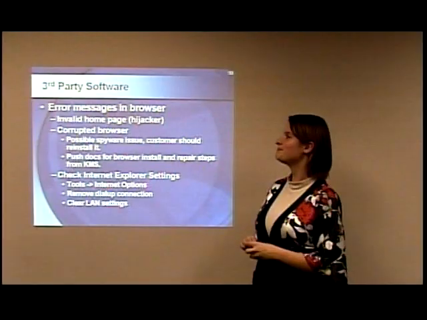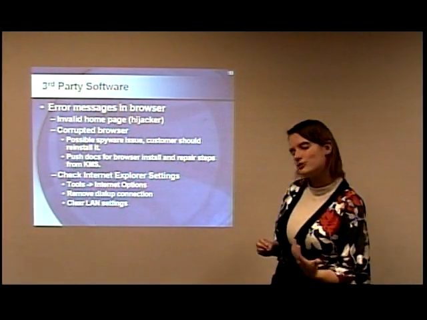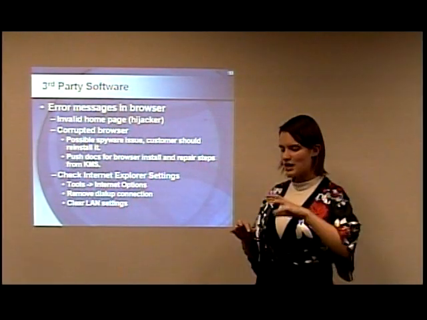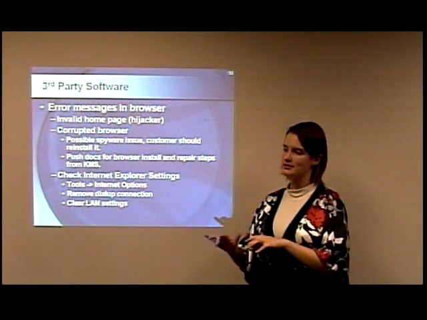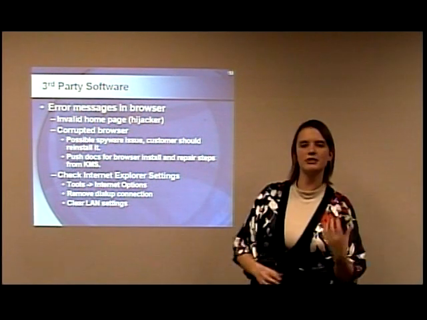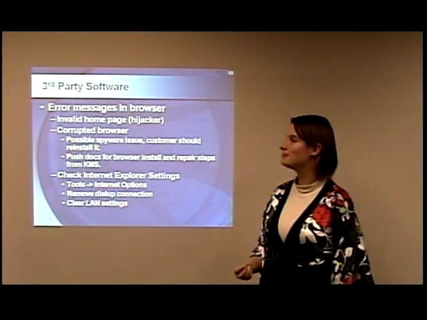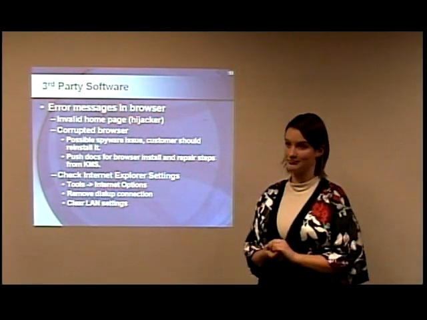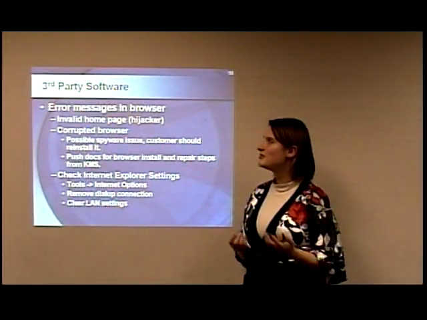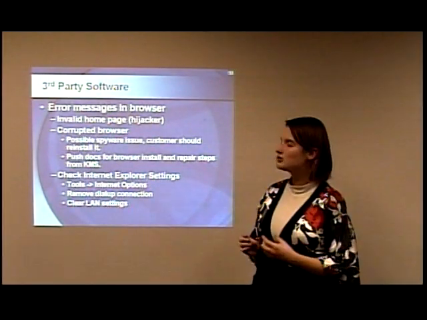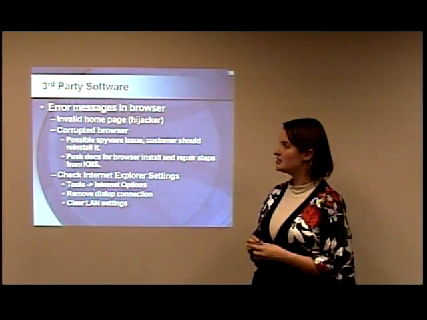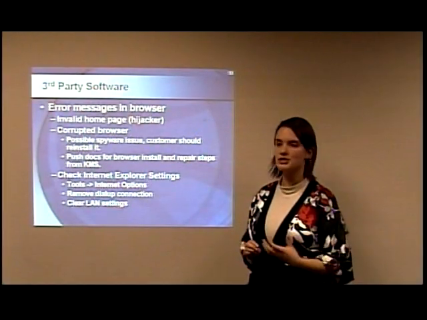Third-party software. Let's say that your customer pulls up Internet Explorer, tries to type in one website, and they're suddenly redirected to a completely different website. And it doesn't matter what they type in Internet Explorer, this happens every single time. That's called browser hijacking. It can cause error messages in Internet Explorer. It's usually caused by spyware or third-party issues. It can take them to a home page they don't want to go to.